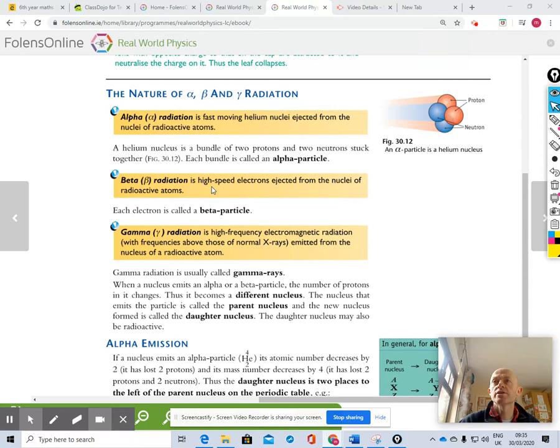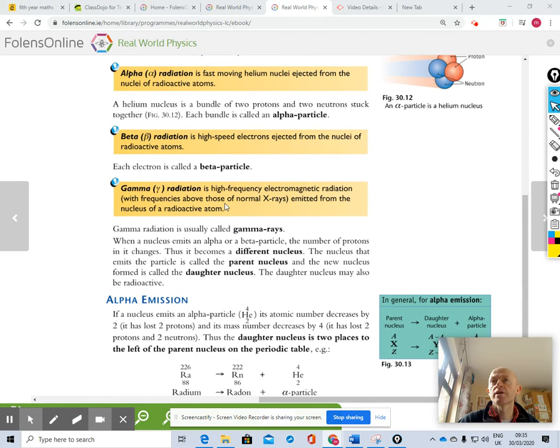And beta radiation is actually high-speed electrons coming from the nuclei of radioactive atoms. It's formed from the disintegration of a neutron into a proton and an electron. And gamma radiation is high-frequency electromagnetic radiation. And you can read through some of the bits and pieces there.